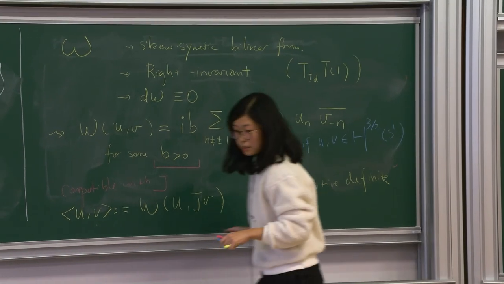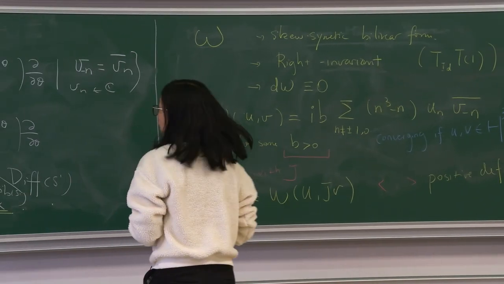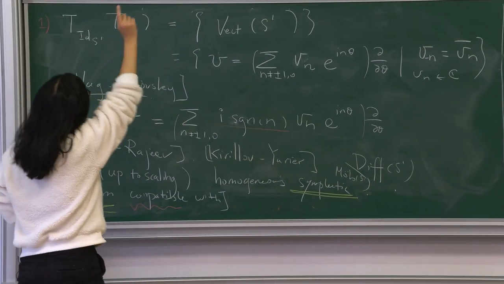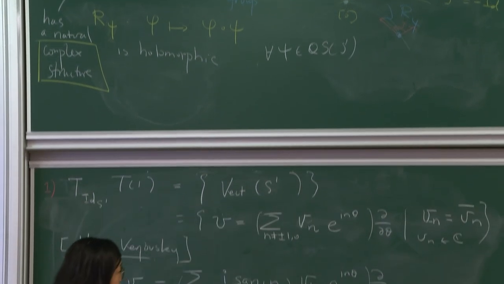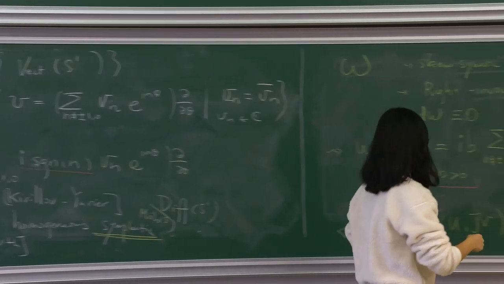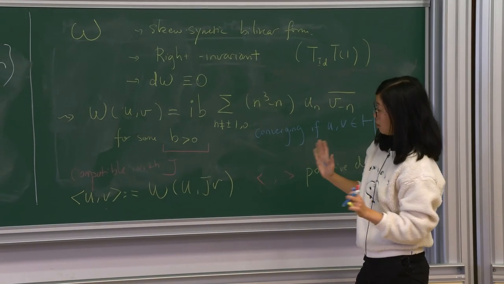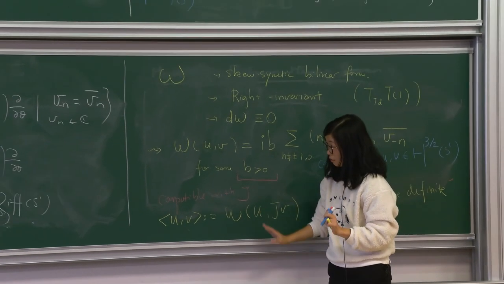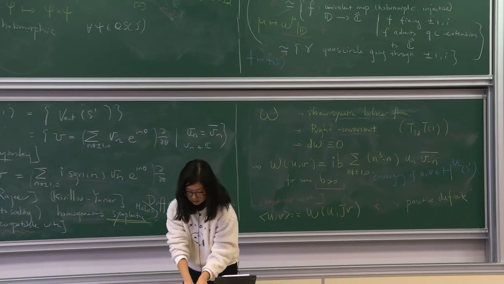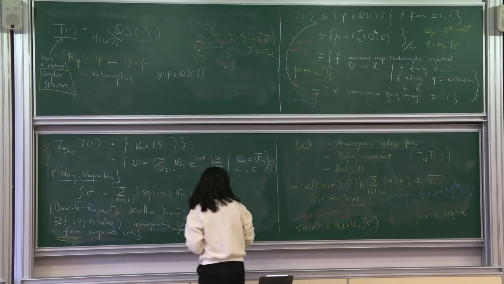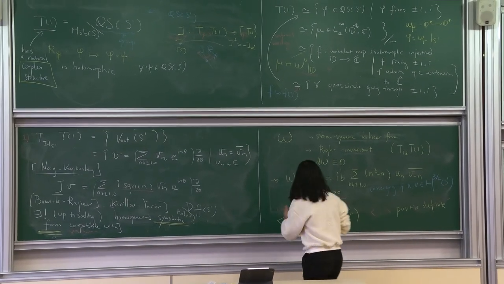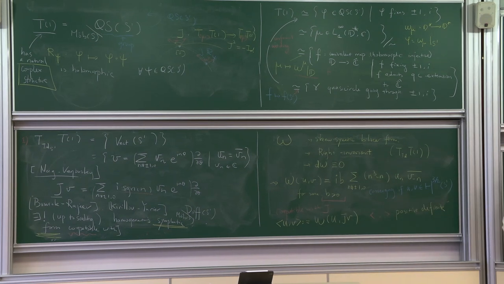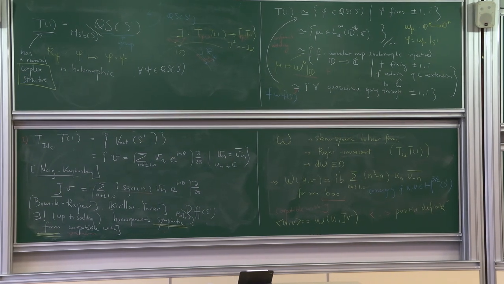All right, so let me just summarize. We have a right-invariant complex structure, and I have a right-invariant symplectic form which is compatible with this complex structure, and together they form what is called a Kahler manifold. And what Takhtajan and Teo did is to extend this result for Diff S^1, really taking care of which convergence class, and they were able to show this by rigorously giving the local charts.